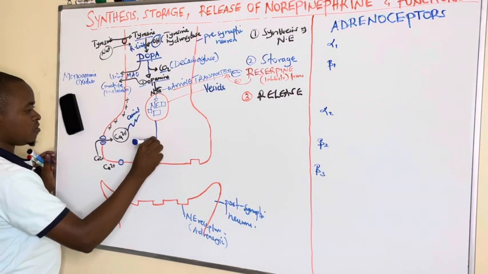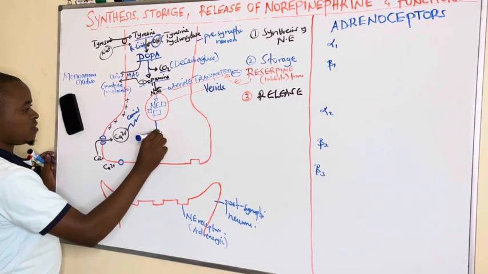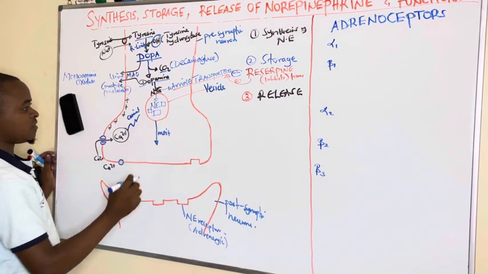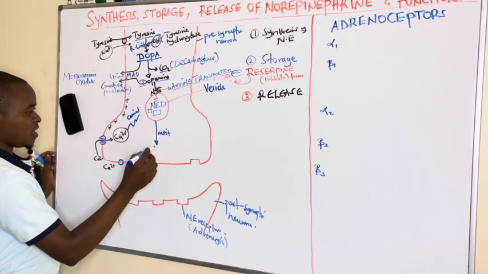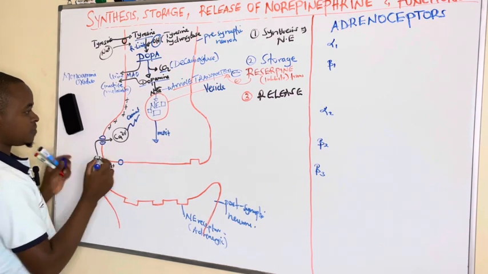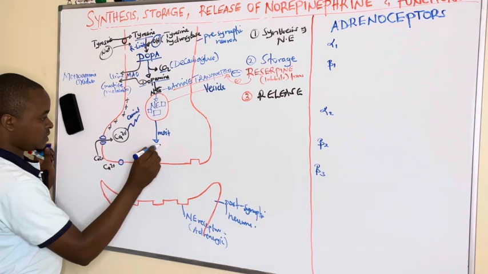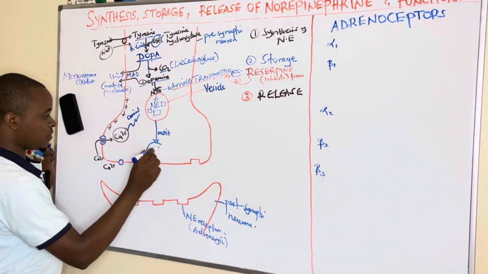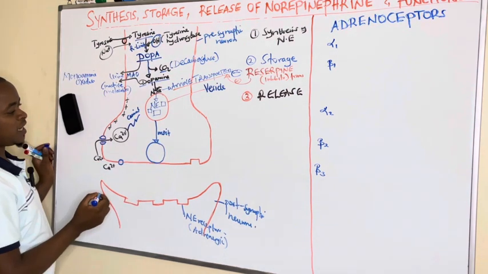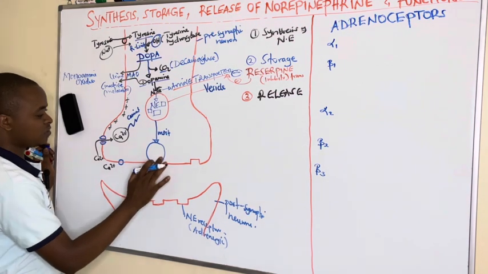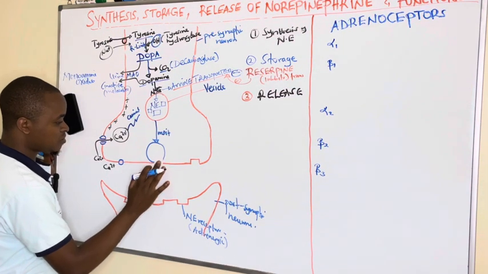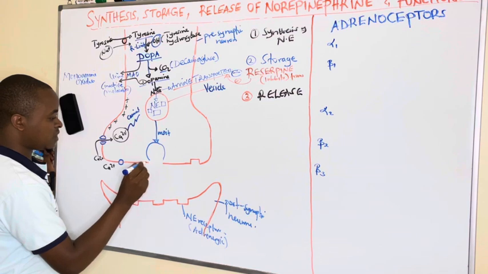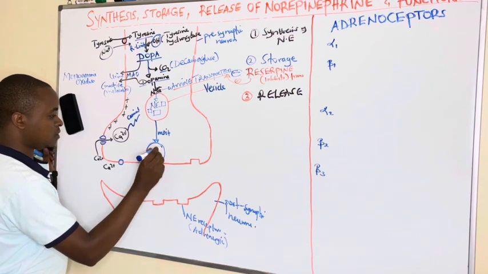which lead to movement of the synaptic vesicle. After moving, it comes and fuses with the presynaptic membrane. After fusing, it will release the neurotransmitter by exocytosis.